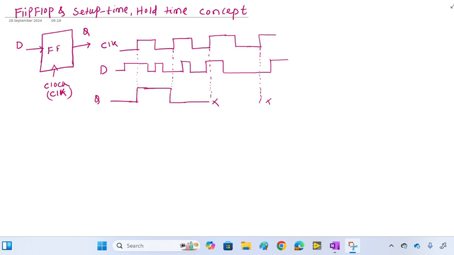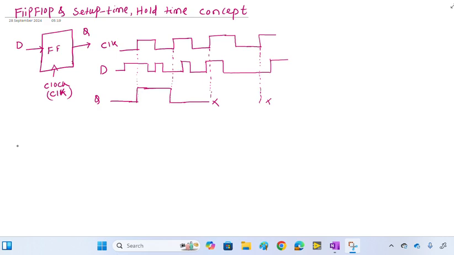A flip-flop is used as a memory element, or it can transfer the data from input to output when the clock is active. So this flip-flop is an edge triggered flip-flop. That means whenever the positive edge comes, the data will transfer from D to Q.